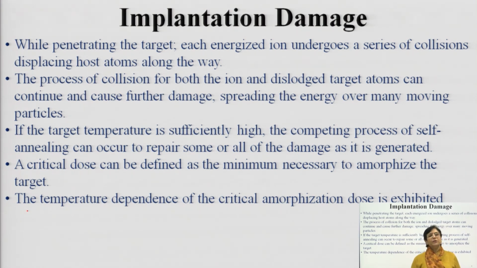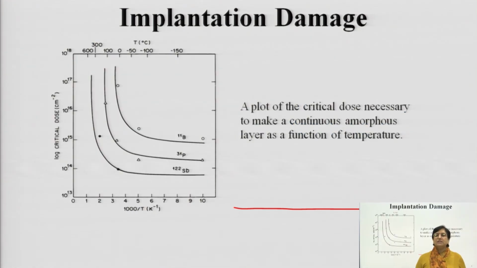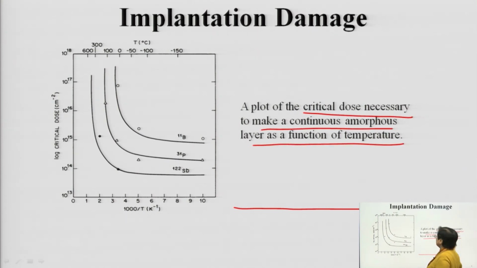The temperature also depends upon the critical amorphization dose exhibited, that is, how much displacement has taken place, how much irregularity of the crystal orientation has happened, or how much penetration, how much dopant profile is being done, and that is being studied over here. This is the critical dosage necessary to make a continuous amorphous layer as a function of temperature, for different materials like phosphorus and boron.